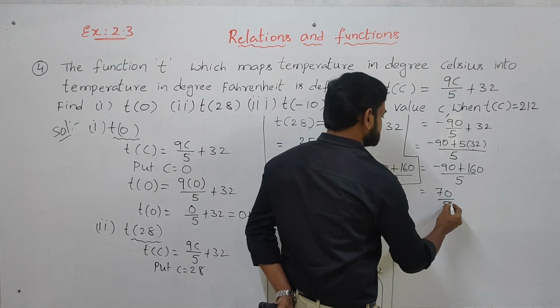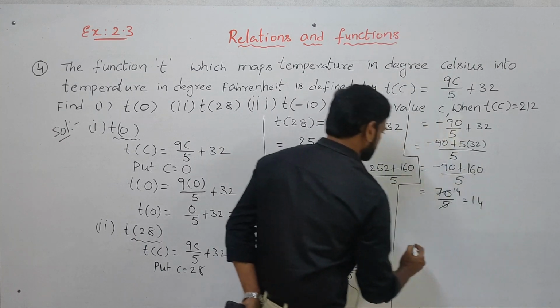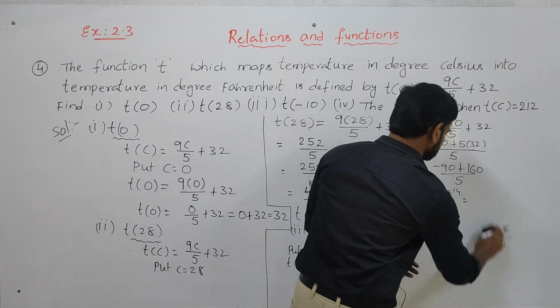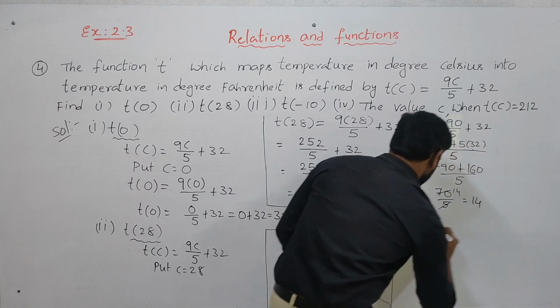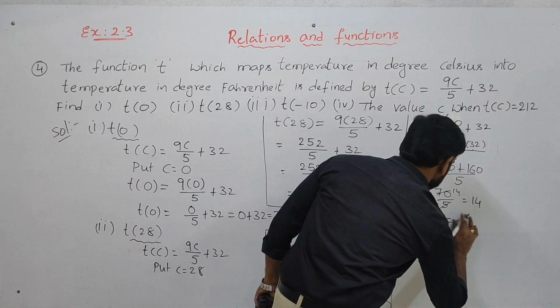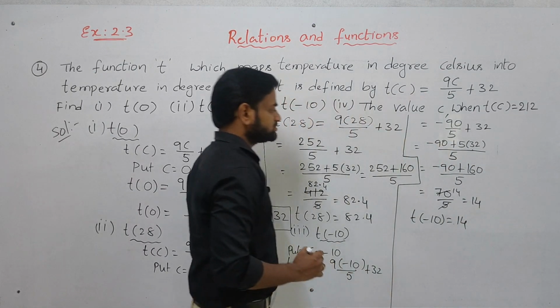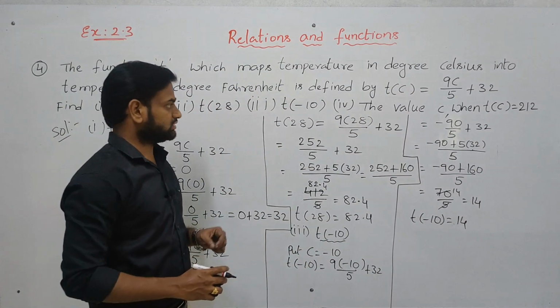So how many times can you cancel here? 14 times you can cancel. It is equal to 14. So t of minus 10 answer is 14. So that is the third one.